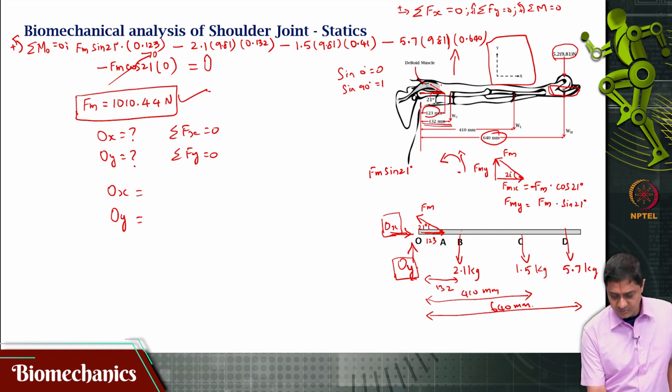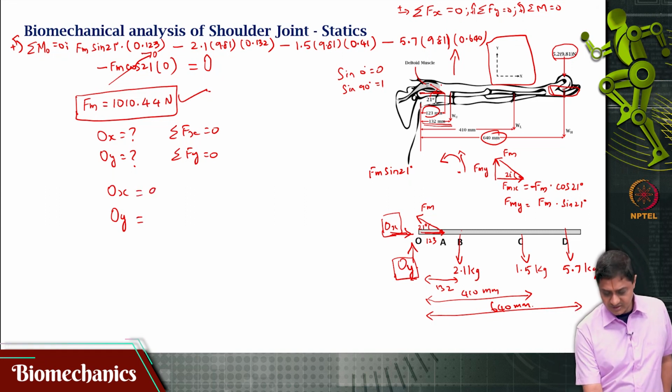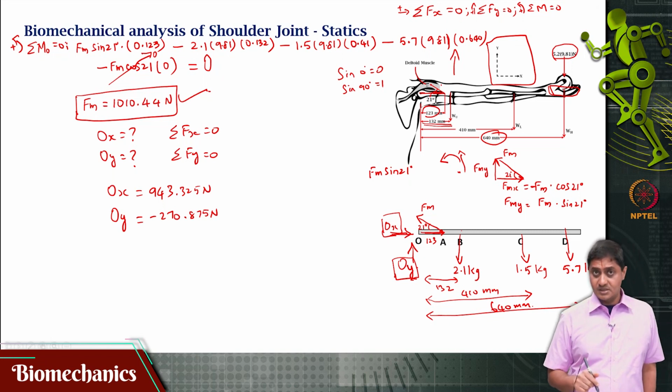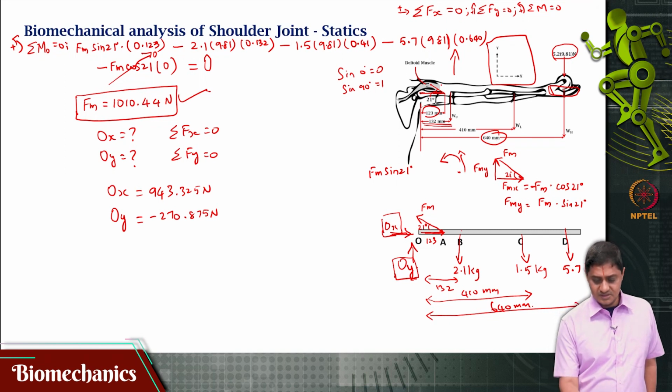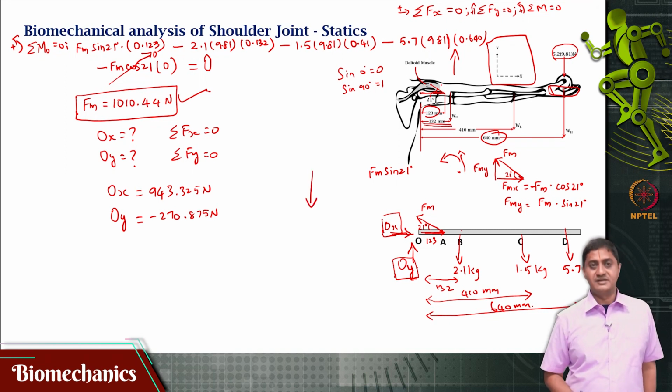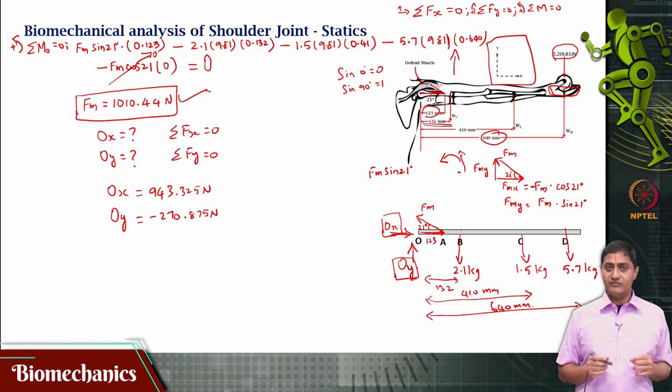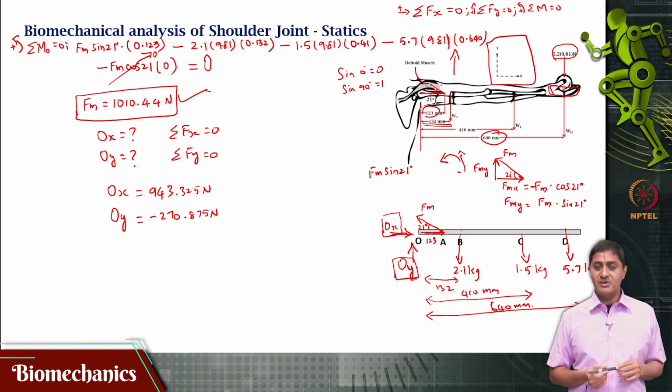After that, you will find Ox and Oy to be respectively 943.325 newtons and minus 270.875 newtons. That means Oy is minus in the given y direction, so it is acting downward like that. Okay, something to remember. So, please do take a few minutes to solve for these reaction forces using sigma Fx equal to 0 and sigma Fy equal to 0.